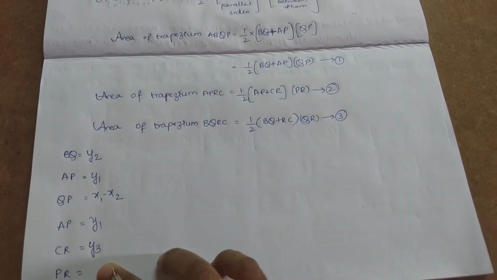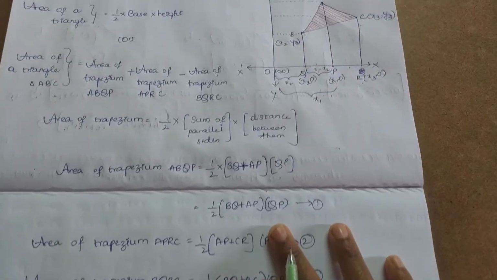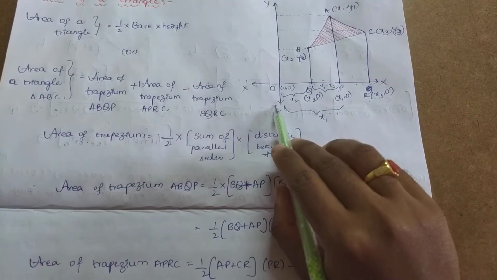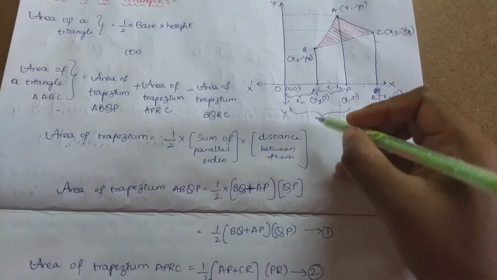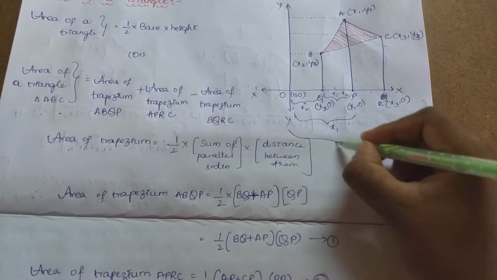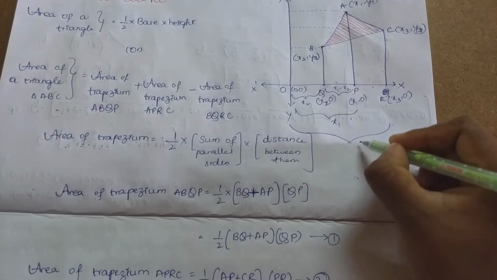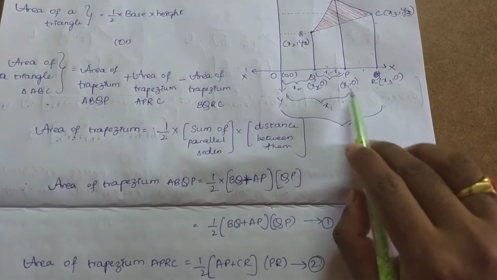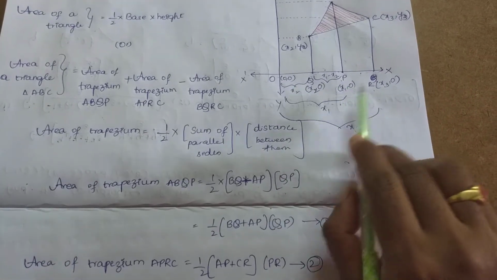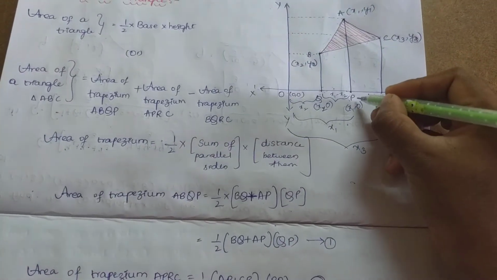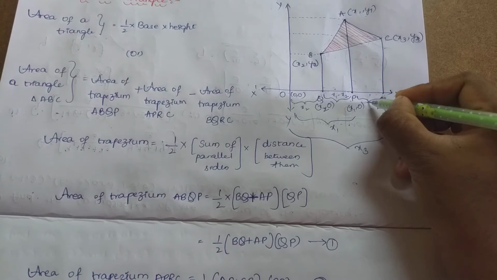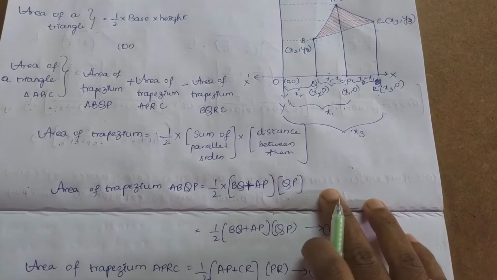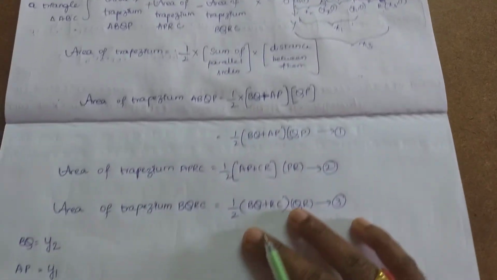What is PR? When you see in the diagram, what is PR? From here to here, the distance from origin to the point R is x3. They want only this PR. From origin to P, it is x1, right? So the PR distance is nothing but x3 minus x1. So PR is nothing but x3 minus x1.